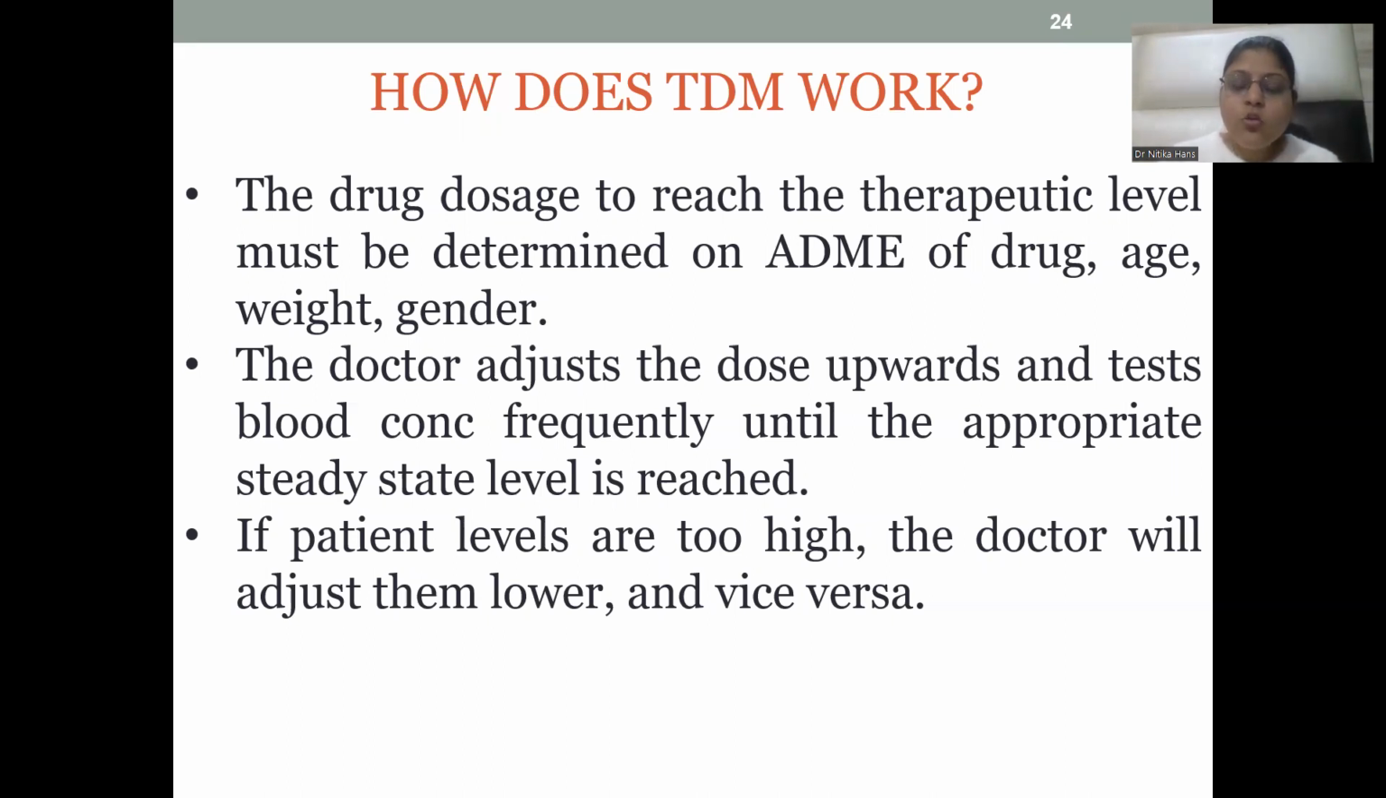And slowly, the doctor will increase the dose of the drug, and then will record the therapeutic response. And when the desired therapeutic response comes, the steady state is reached, that will be seen by the doctor. The dose is specified. If patient levels are too high, the doctor will adjust them lower, and vice versa. Means if the levels in the patients are very high, the doctor will adjust it lower, and if the dose levels are low, the doctor will adjust it higher.